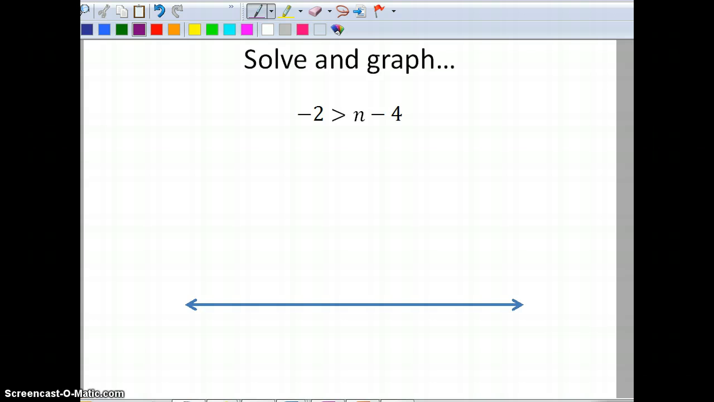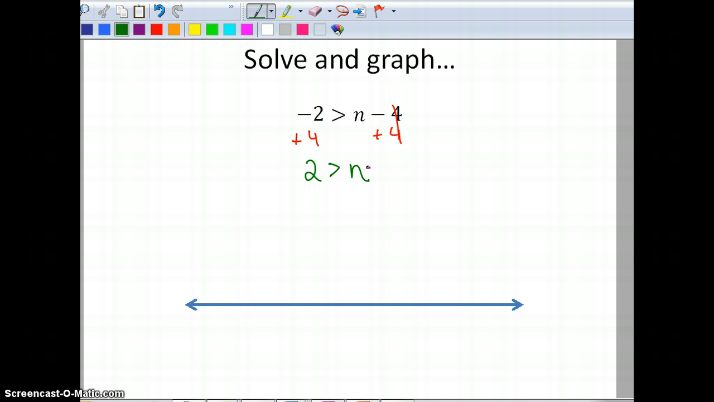Next, solve and graph. -2 > n - 4. My goal is to get the variable by itself. I'm going to add 4 to both sides. So now I have -2 plus 4, 2 is greater than n.